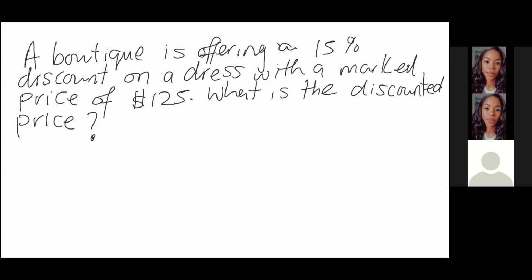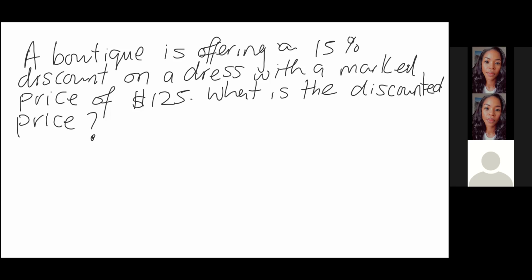All right, so we are continuing with discounted price. A boutique is offering a 15% discount on a dress with a max price of $125. What is the discounted price?